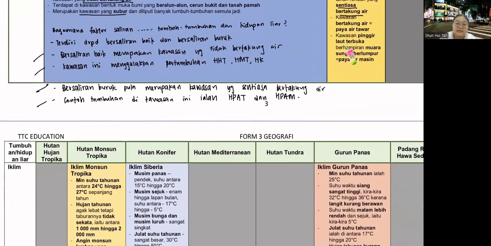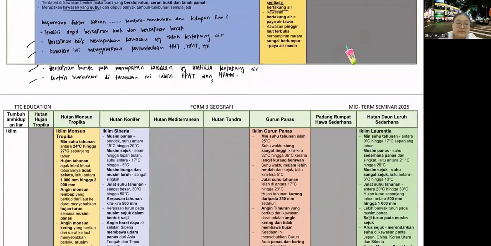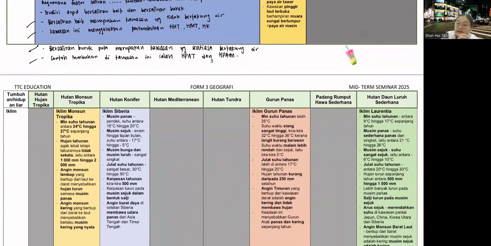Now, of course, they may also ask you with iklim, yeah, and we learn 4 iklim in this area: monsun tropika, Siberia, gurun panas, and Laurentian. Okay, now, of course, they have a lot of keywords, but you may remember in this way. Normally, they will ask you, they don't ask you to explain everything. Okay, they will be very particular on what forest and ask you to fit in your answer. All right, so you will have monsun tropika. Monsun tropika actually encourages the growth of hutan monsun tropika.